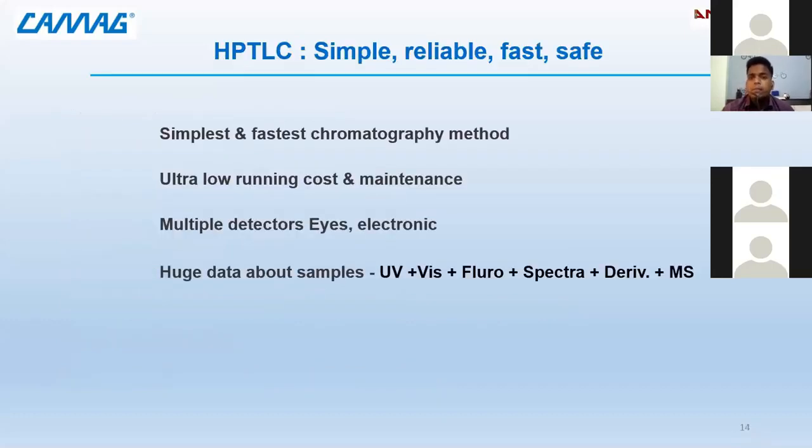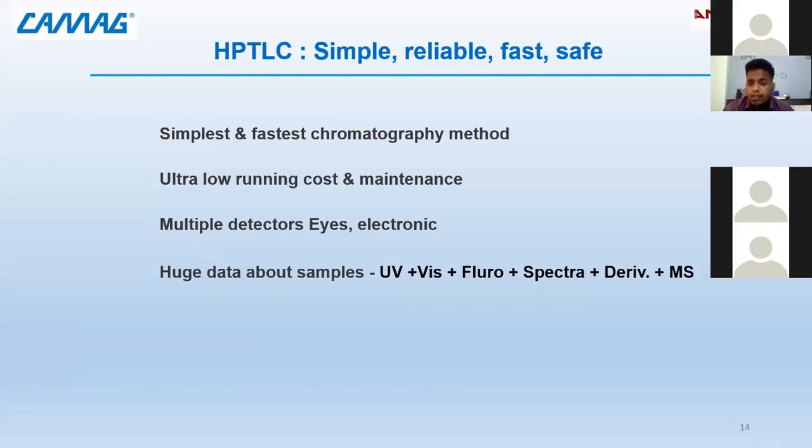HPTLC is a very simple, reliable, fast and safe technique. You can see it is the simplest and fastest chromatography method, with ultra low running cost and maintenance. It was not like that in HPLC. You have to keep the AC on for 24 hours. In HPTLC, it is not necessary to keep the AC on for 24 hours. Very rugged and very powerful instruments are those of HPLC.